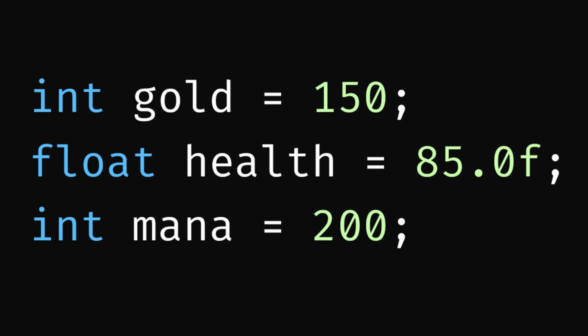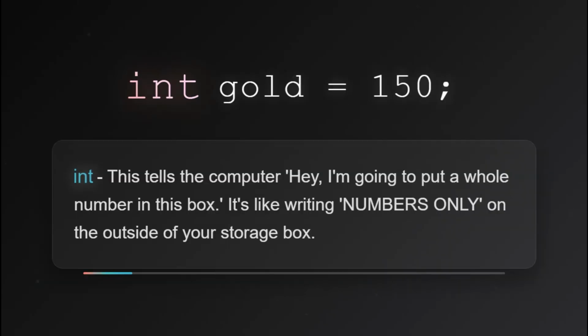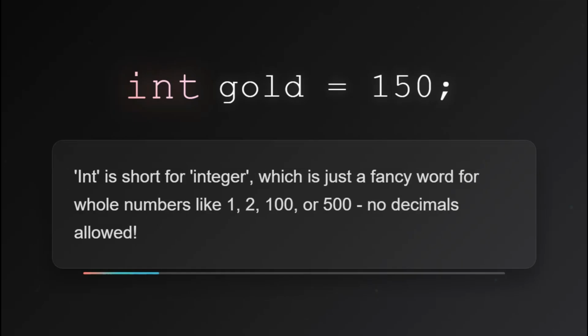In real code, you declare these variables like this: int gold = 150; float health = 85.0f; int mana = 200. Variables are the foundation of programming. They let you name, store, and update any data your program needs. Think of this like labeling a box in your room. Int. This tells the computer, hey, I'm going to put a whole number in this box. It's like writing numbers only on the outside of your storage box. Int is short for integer, which is just a fancy word for whole numbers like 1, 2, 100, or 500.